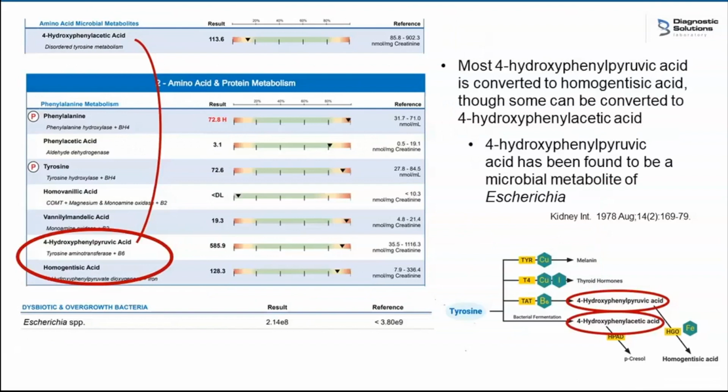The 4-hydroxyphenylpyruvic acid, which is part of this tyrosine breakdown, generally is always going to be converted to homogentisic acid. And from homogentisic acid, it goes to fumaric acid and into the Krebs cycle. But if there's a buildup, some of this 4-hydroxyphenylpyruvic acid has been found to have a microbial metabolite. Escherichia converts some of it to 4-hydroxyphenylacetic acid. So I'm going to be looking at both of those when I'm looking at total gut bacteria, and do I think there is an overgrowth?